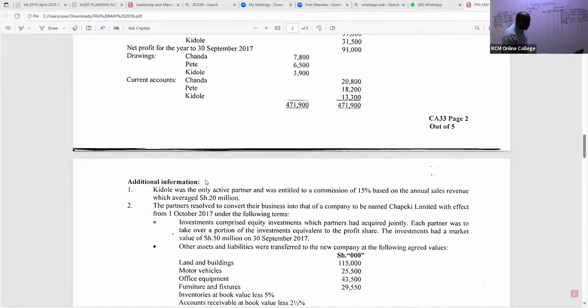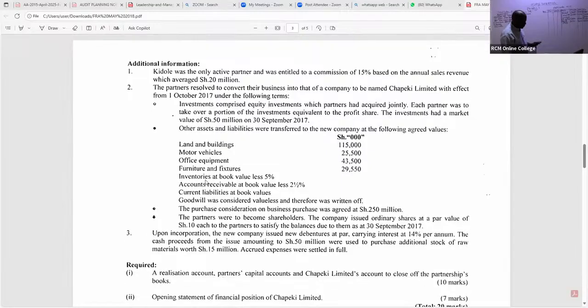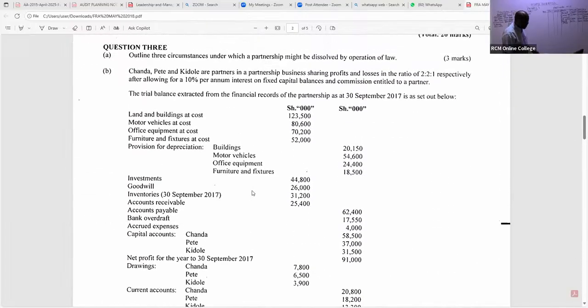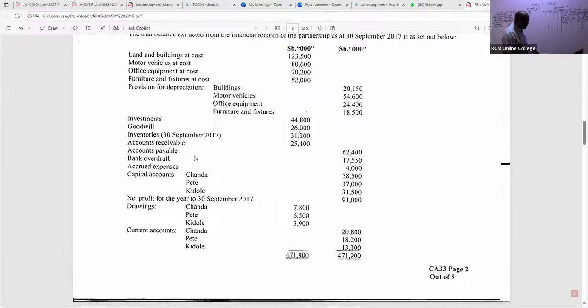They have told us here, please listen. First of all, listen. They have told us somewhere here that current liabilities were taken at book values. Even if they never told us, that is the rule. So all the current liabilities, what do we have there? We have payables, and I can see we have accrued expenses. They were taken over by the new company, even the bank overdraft. Yes, I can see bank overdraft, so bank overdraft was taken over by the new company.